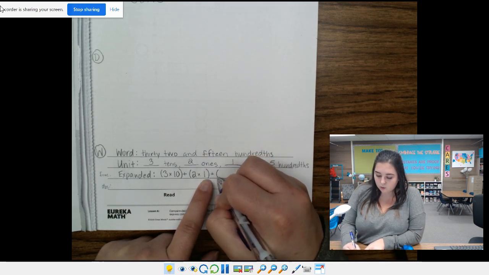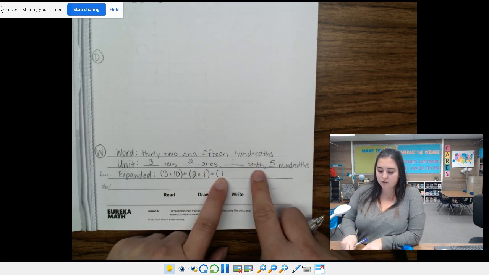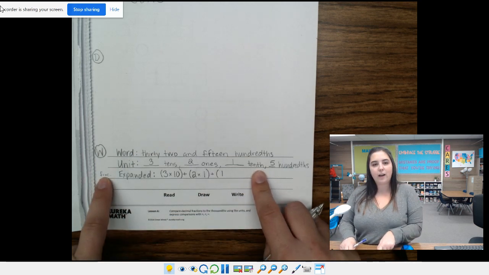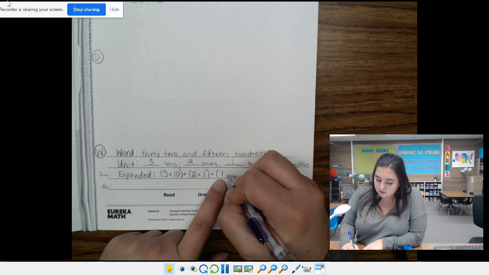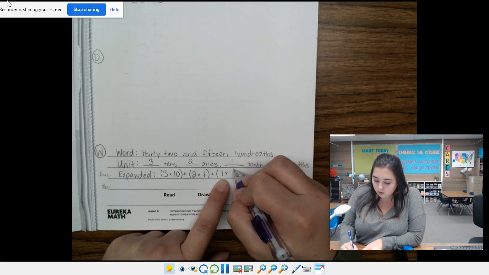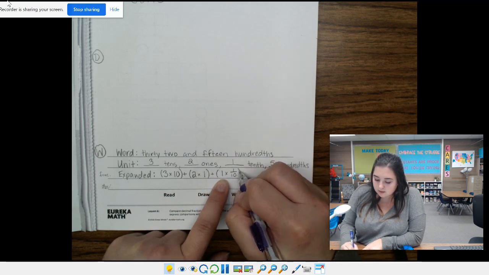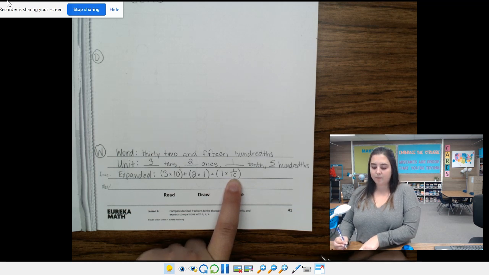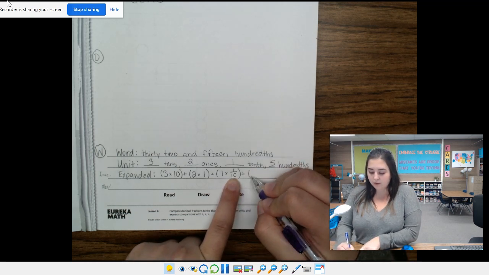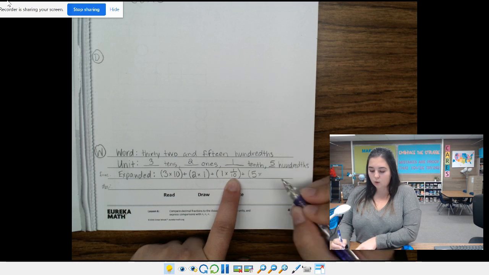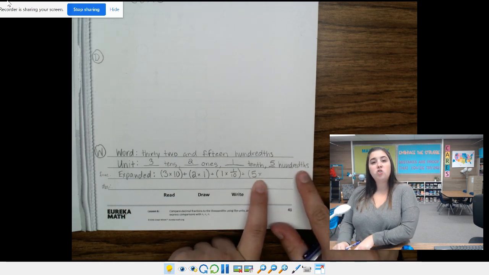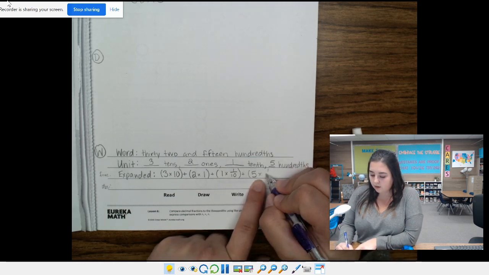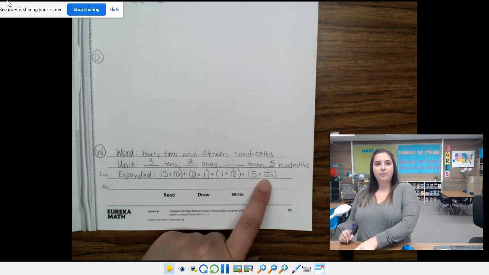Then we have a 1, and it's written in the tenths. I'm doing my fraction one first. So 1 tenth would look like this. 1 over 10. That is 1 tenth. Last one, we have a 5. Where is it? It's in the hundredths. It is 1 hundredth. 1 over 100.